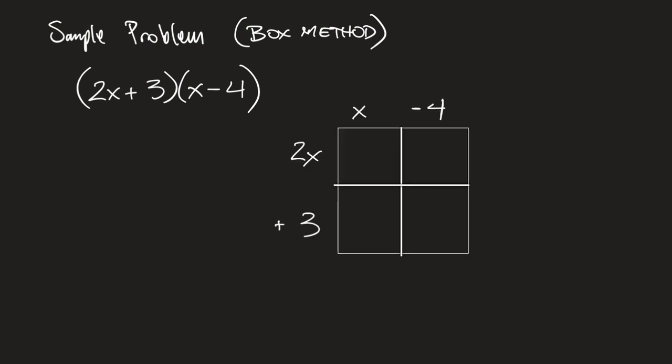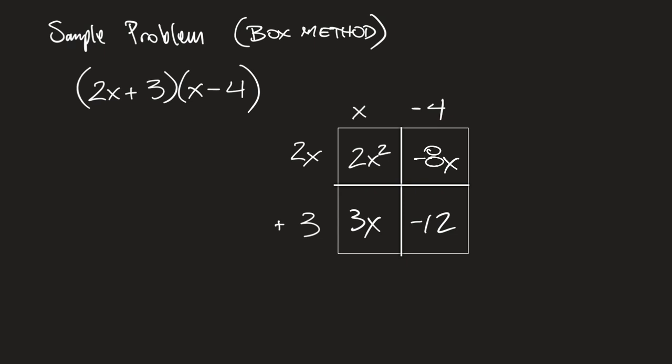And I write it along the left column and the top column. And then I just go through and I multiply these numbers together. It's like a times table. So I have 2x times x is 2x squared. Then I have x times 3. That's 3x. Then I have negative 4 times negative 3. You can do this in any order. It doesn't really matter. And then I have 2x times negative 4 is negative 8x.